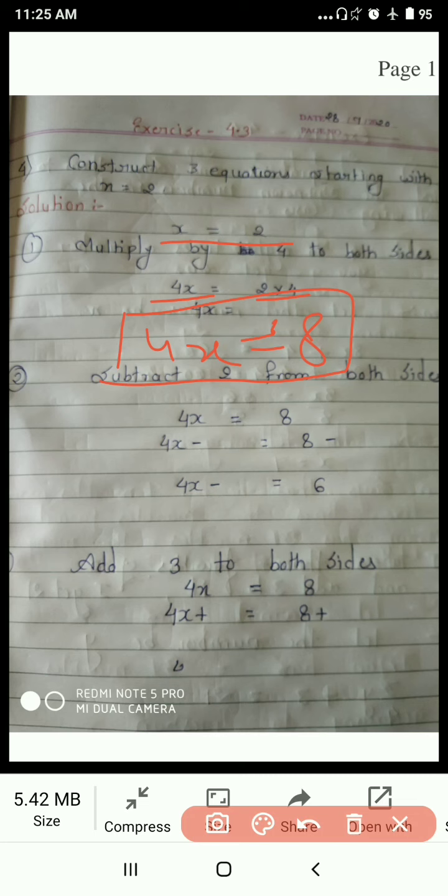Now second, what I am doing in the second step: subtract 2 from both sides of an equation. Either you can subtract from this equation or this equation, it is up to you which equation you want to take. So here I am taking 4x equal to 8. And what am I subtracting? 2 from both sides. So 4x minus 2, 8 minus 2. Then 4x minus 2 again, then 8 minus 2 is equal to 6. So this is your second equation, 4x minus 2 equal to 6. This is your first equation. This is your second equation.